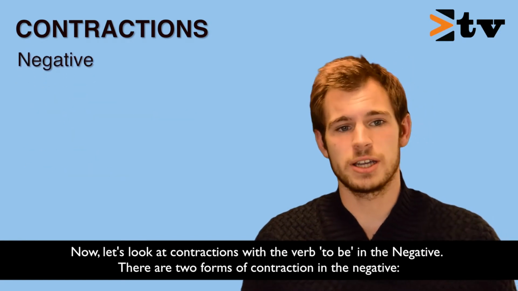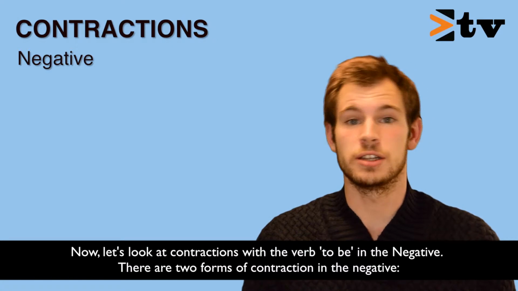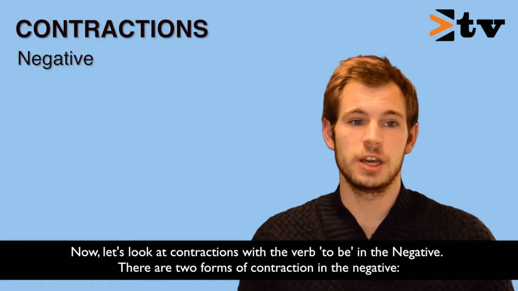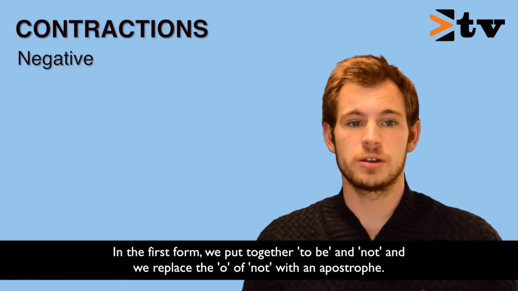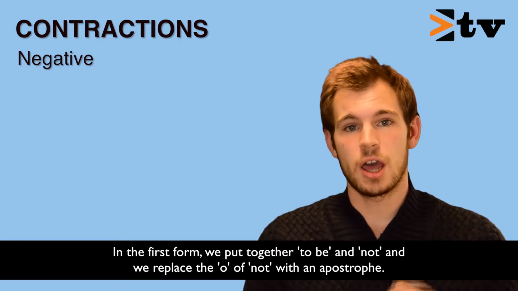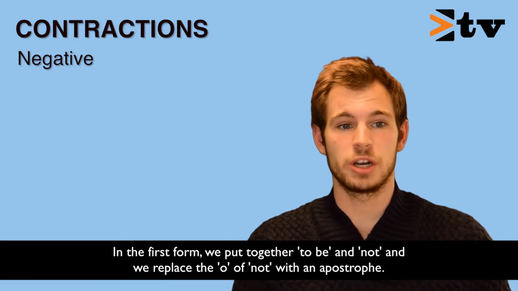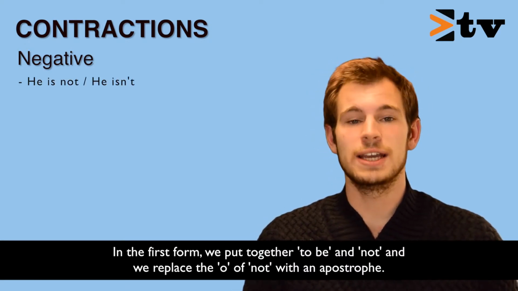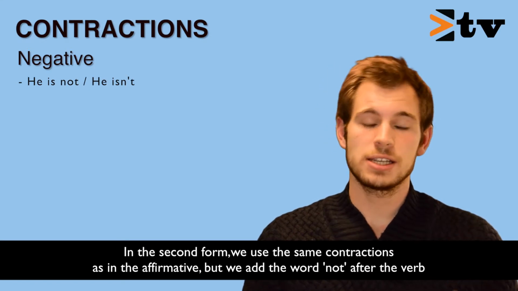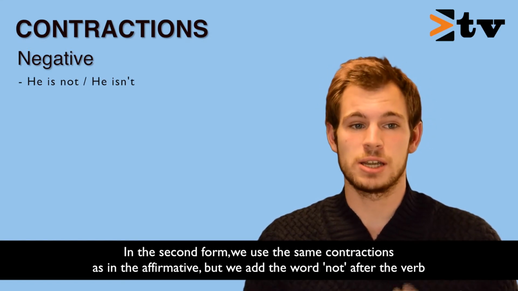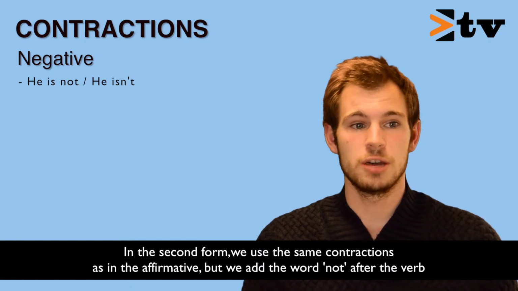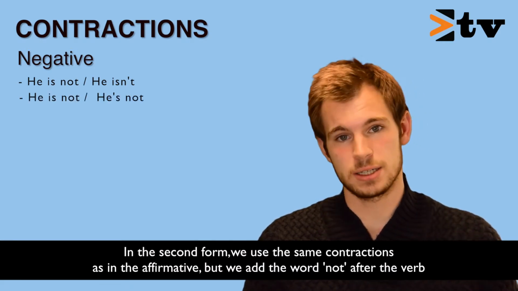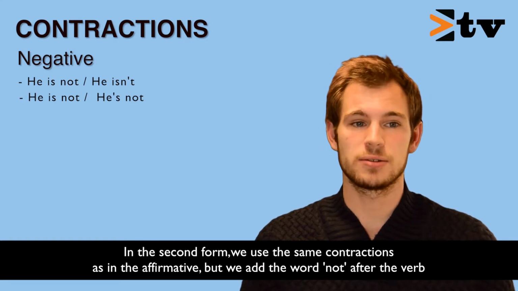Now let's look at contractions with the verb to be in the negative. There are two forms of contraction in the negative. In the first form, we put together to be and not, and we replace the O of not with an apostrophe. He is not changes to he isn't. In the second form, we use the same contraction as in the affirmative, but we add the word not after the verb. He is not changes to he's not.